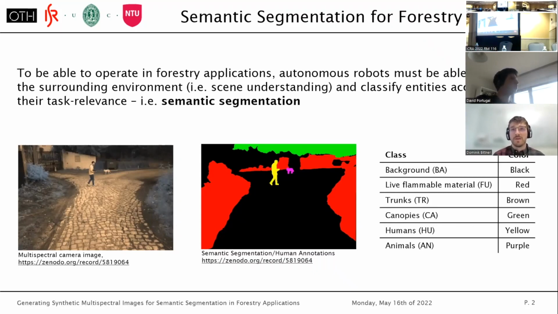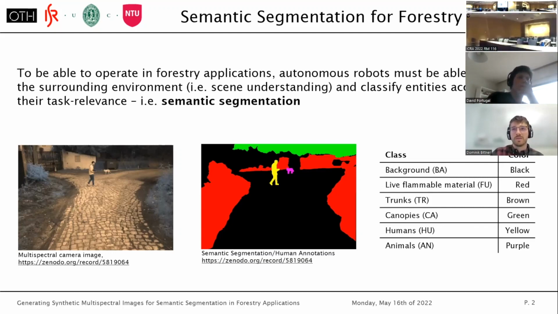But when these models reach their performance limits due to the limited amount of annotated data, data augmentation can extend these datasets to improve the original training. In this case, classes relate to a forest landscaping mission for fire prevention, where live flammable material is the material to remove, trunks and canopies are the plantations to protect, and humans and animals are the wildlife and potential co-workers to avoid for safe operations.